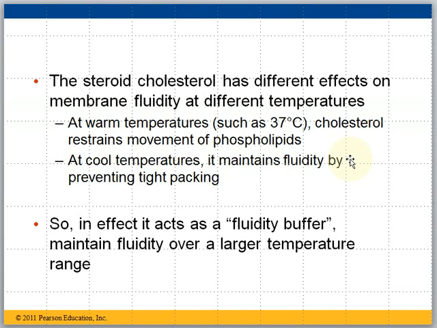So the cholesterol steroid is actually a very cool buffer. It's like a fluidity buffer. At high temperatures, it helps keep the membrane a little bit solidified, and at low temperatures, it helps keep the membrane liquefied. That way the membrane can work over a larger temperature range.